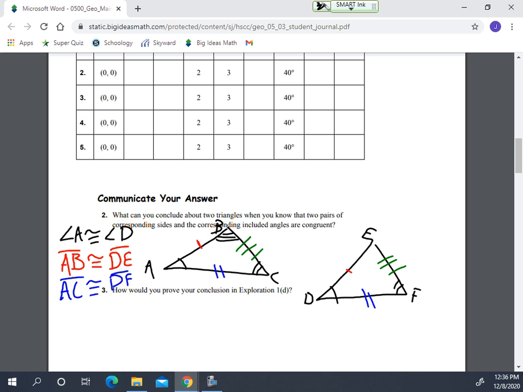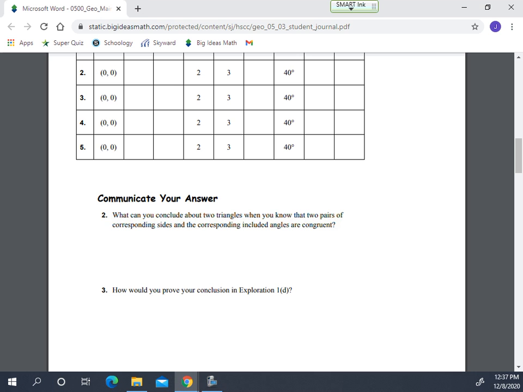Try to construct a triangle that has two corresponding side lengths the same, with that included angle being the same, and try to construct another triangle with a different third side. You can't. It's not possible. Those two triangles have to be congruent. So our conclusion is that when we have two pairs of corresponding sides and the corresponding included angle congruent, then the triangles are congruent.